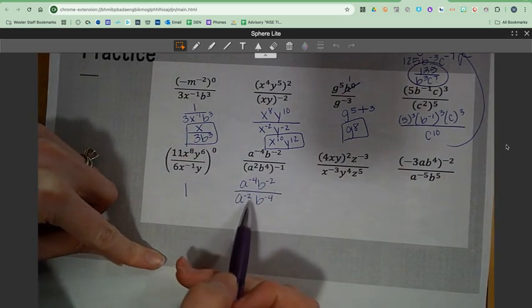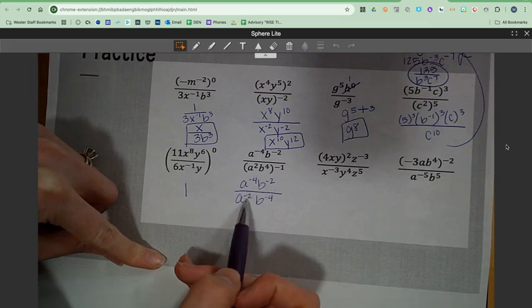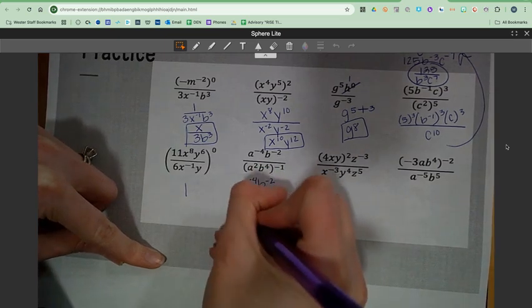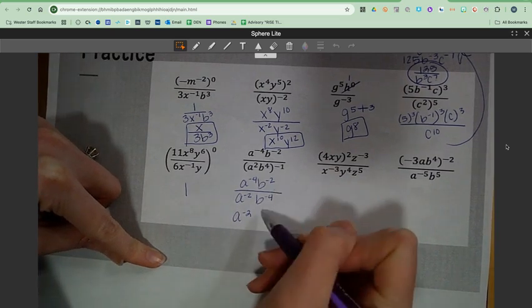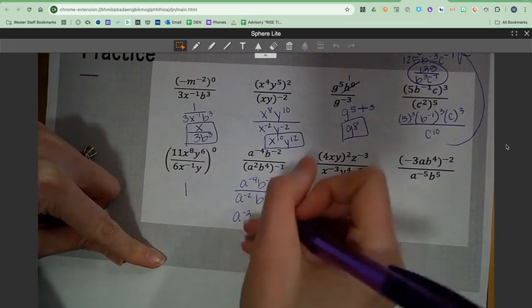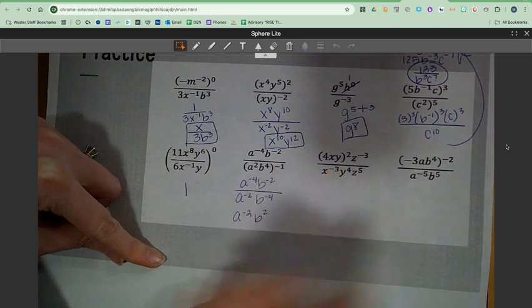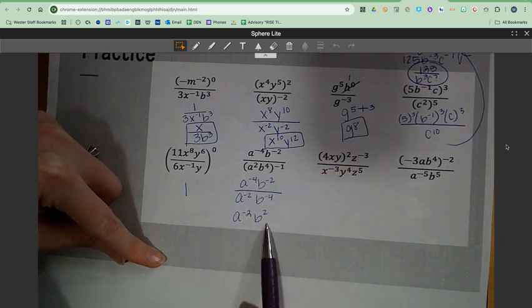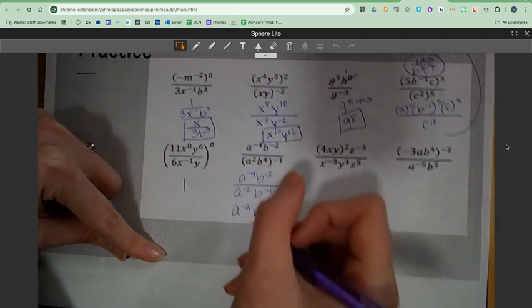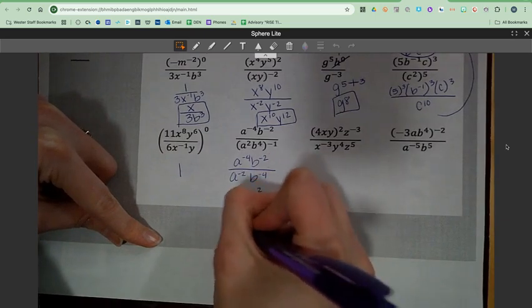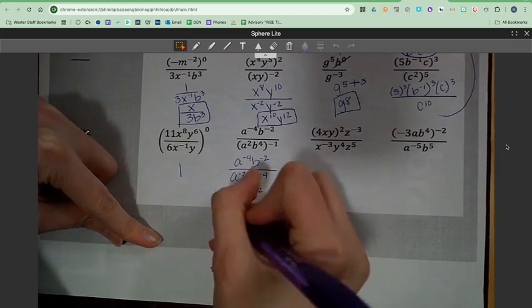So we're going to subtract our exponents. Negative 4 minus negative 2. This becomes a to the negative 2. And then we have negative 2 minus negative 4. Well, that will become b to the power of 2. Now, b has a positive exponent, so it's going to stay in the numerator. However, a has a negative exponent, so I'm going to need to send it down to the denominator. So this is going to be b squared divided by a squared.